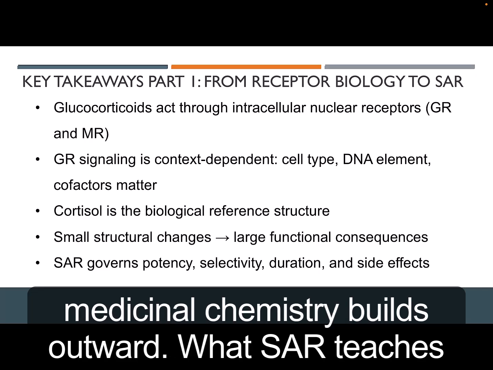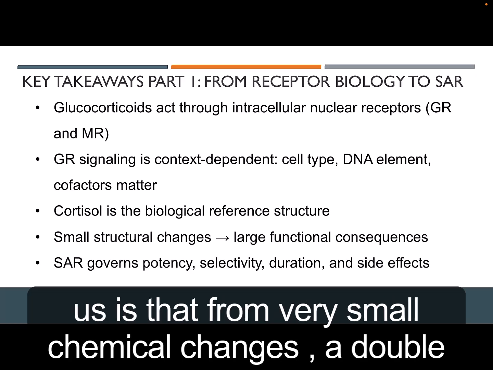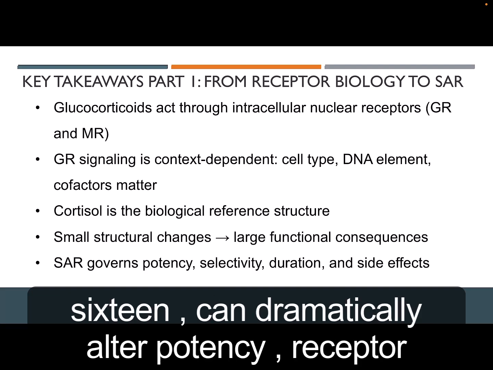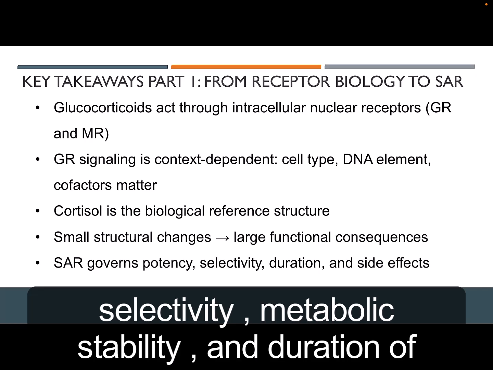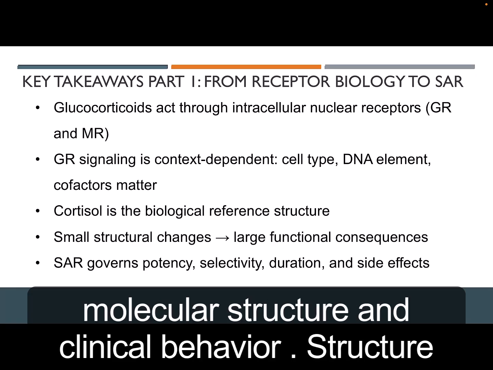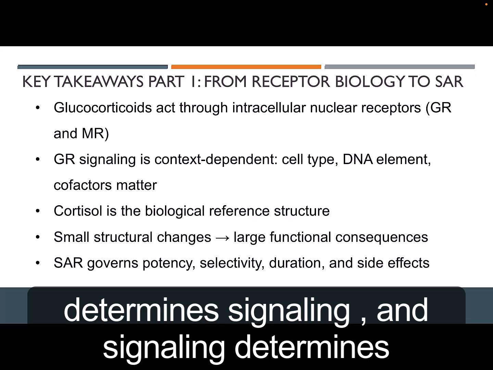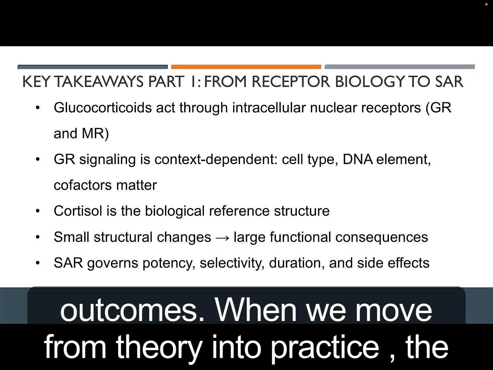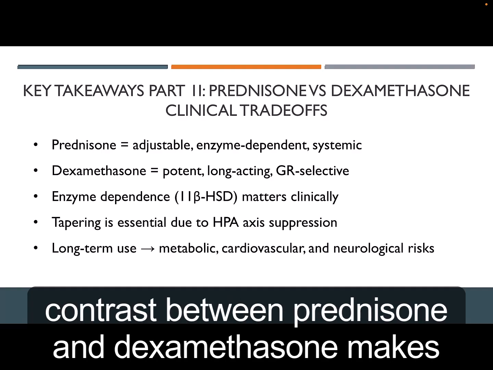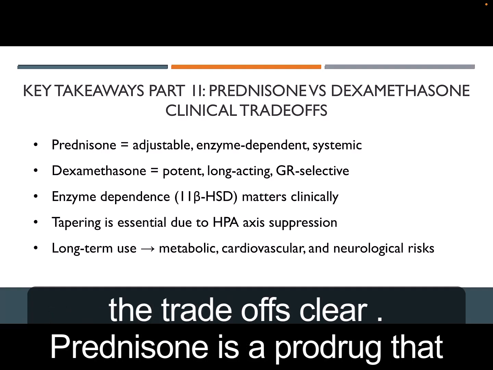From there, medicinal chemistry builds outward. What SAR teaches us is that very small chemical changes, a double bond or a fluorine atom, a substitution at carbon-16, can dramatically alter potency, receptor selectivity, metabolic stability, and duration of action. This is the conceptual bridge between molecular structure and clinical behavior. Structure determines signaling, and signaling determines outcomes. When we move from theory into practice, the contrast between prednisone and dexamethasone makes the trade-offs clear.